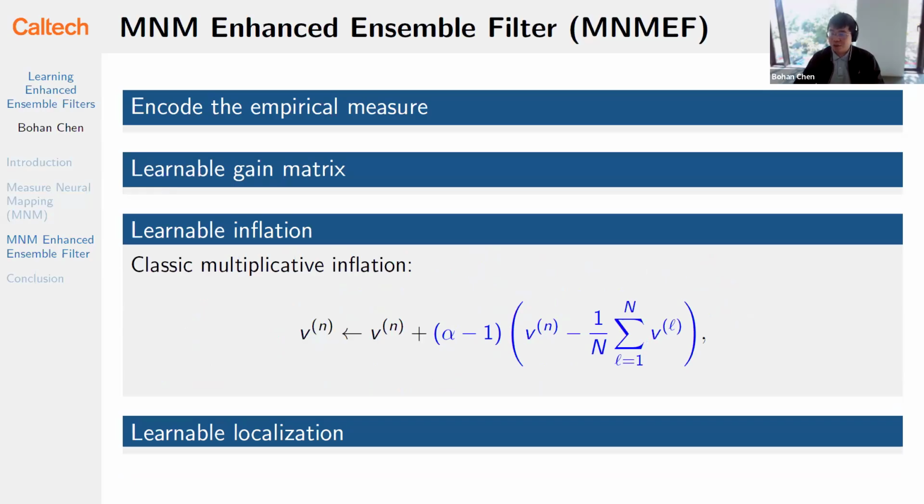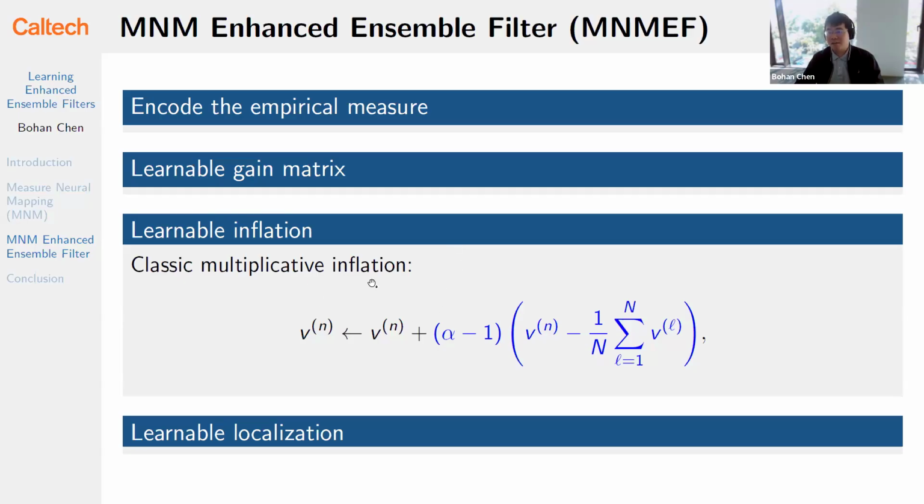And in addition to this learnable gain matrix, we recall that in the classic method, people usually use inflation and localization tricks to deal with insufficient ensemble size. That is, for a very small ensemble size, people will consider inflation and localization. So similarly, we also introduce trainable inflation and localization.